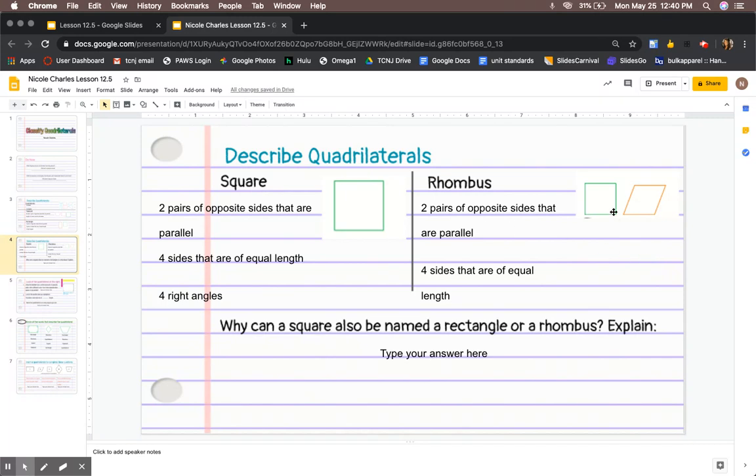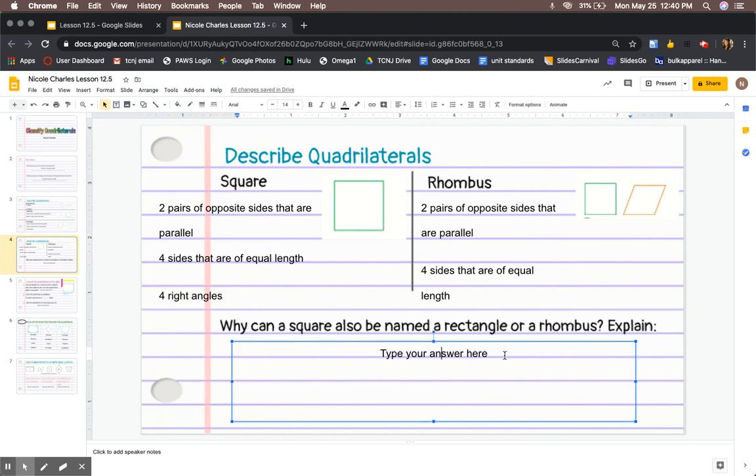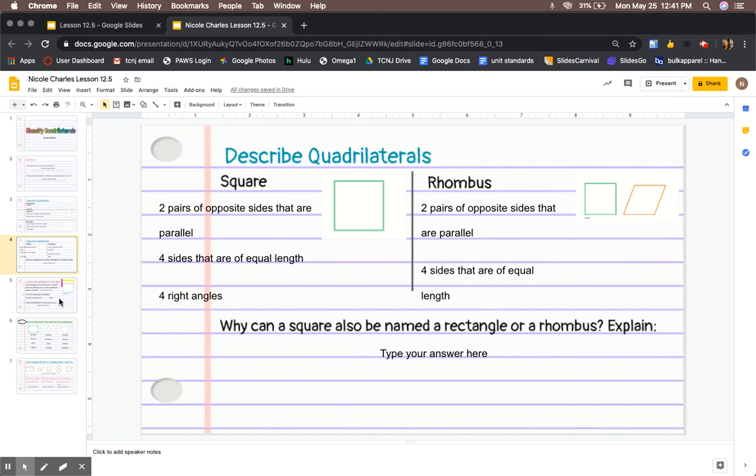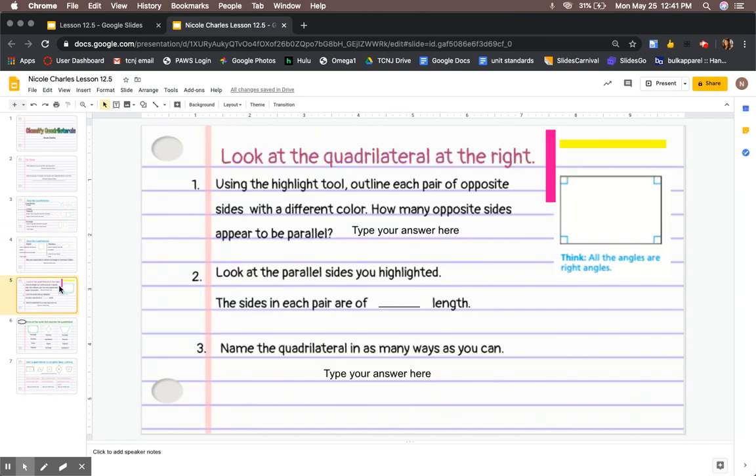Now, if you notice, what is the same in this picture and this picture? A square can also be a rhombus, right? Why can a square also be a rhombus? Why can a square also be named a rectangle or a rhombus? And explain. So you're going to click to type your answer, highlight that, and then type in your answer there. You can come back to slides 3 and 4 if you need help in the following slides.